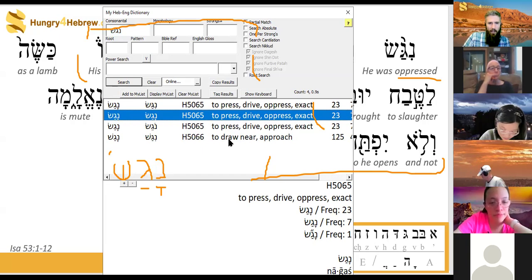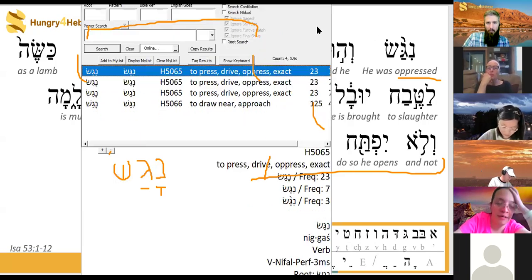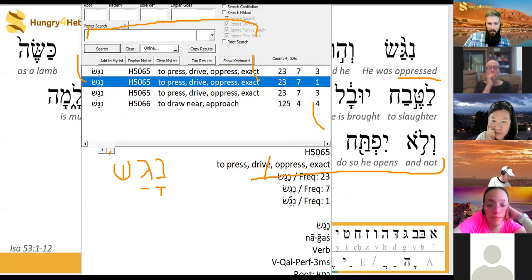Okay, there's the nagash. We don't care about that one. Nagas, to press, drive, or exact, and it shows up 23 times in the Bible. Okay, see, where does it show up? Oh, no. It only shows up 7 times in the Bible. If you ignore the sin dot, it shows up more often. Okay, so 3 times it shows up in 1 Samuel and Isaiah, and 1 time in 2 Kings.